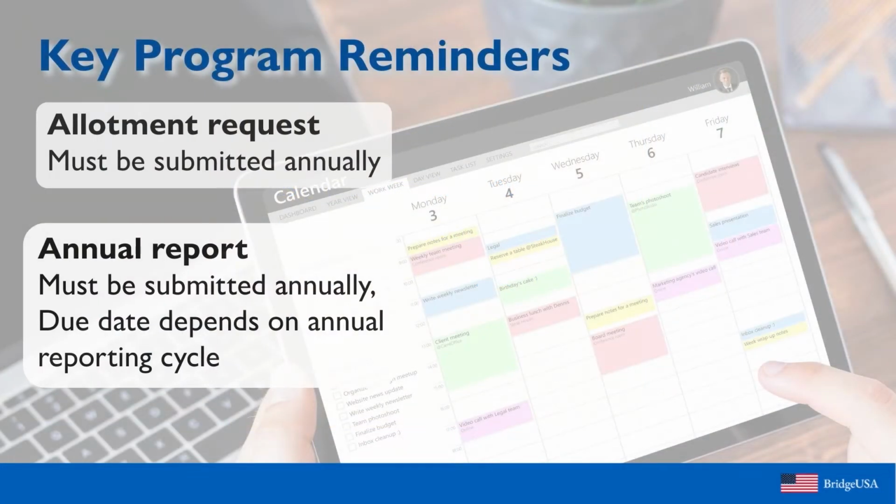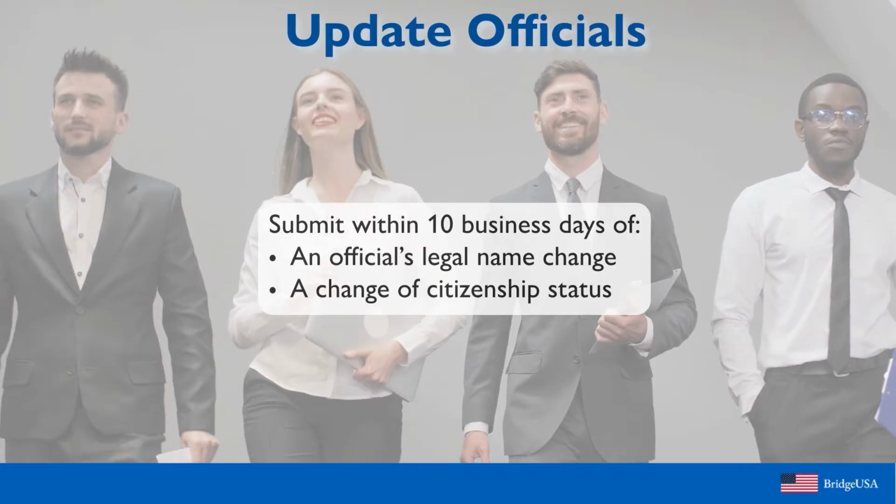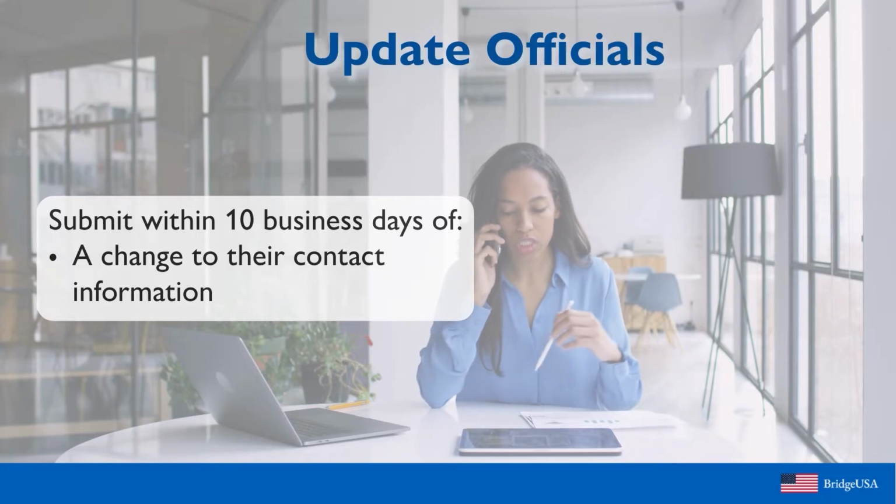Allotment requests and the annual report must be submitted each year. If an official's name, citizenship, or contact information changes, you must update SEVIS within 10 business days. You must also update SEVIS if an official leaves the program.